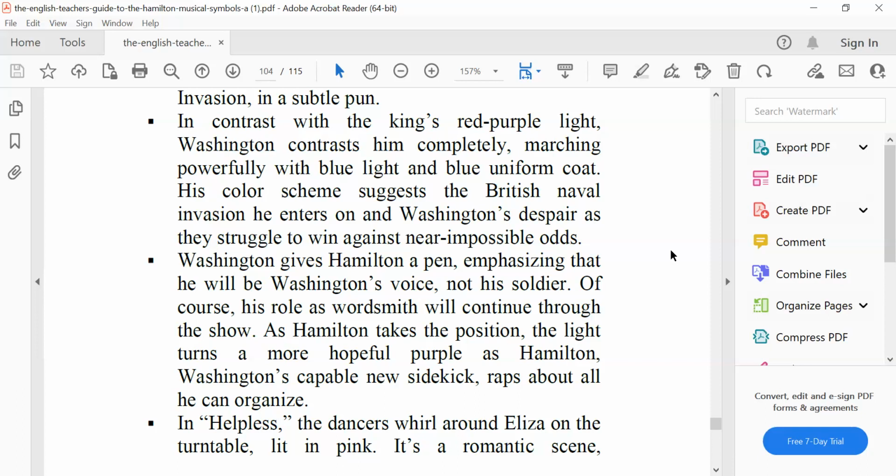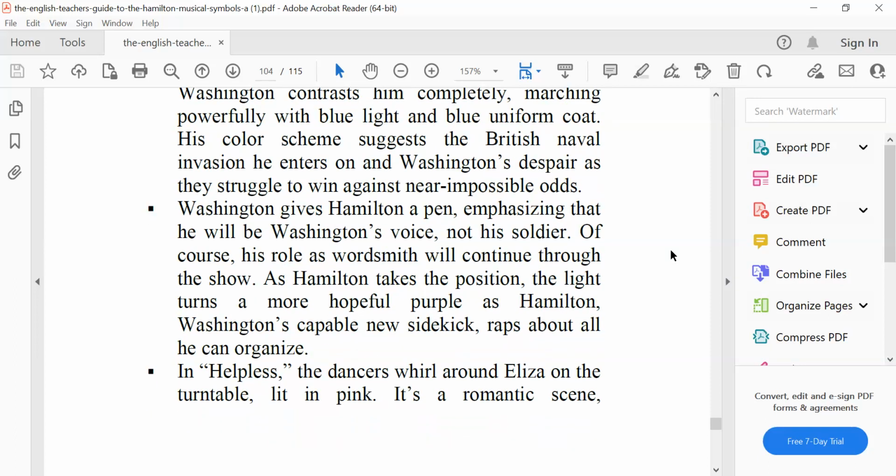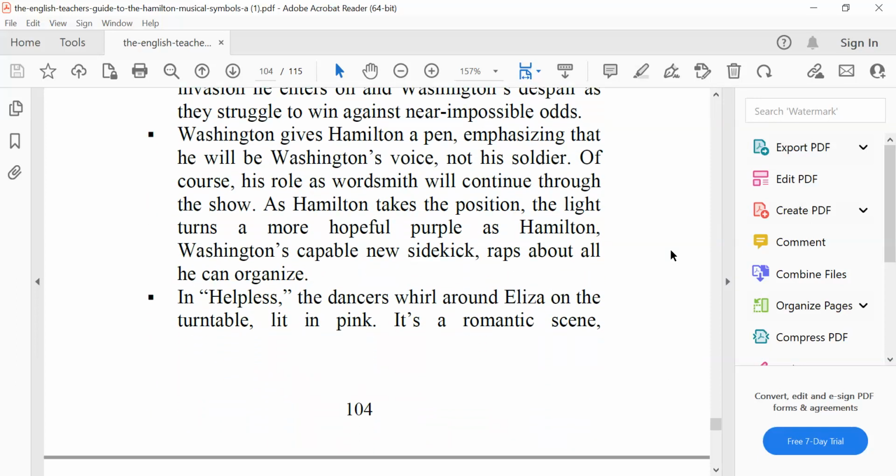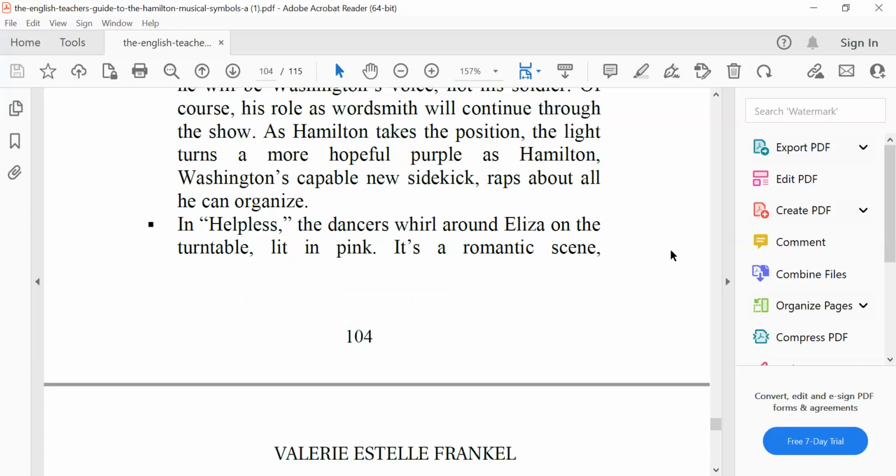I could open up a symbolism book for what does blue suggest, or I could think about some associations, brainstorm them, and come up with ocean, actual revolutionary color, seems very military, and also blue is a depressed color. Washington gives Hamilton a pen. And the light turns purple, which is less blue, more hopeful as we head toward a better place.